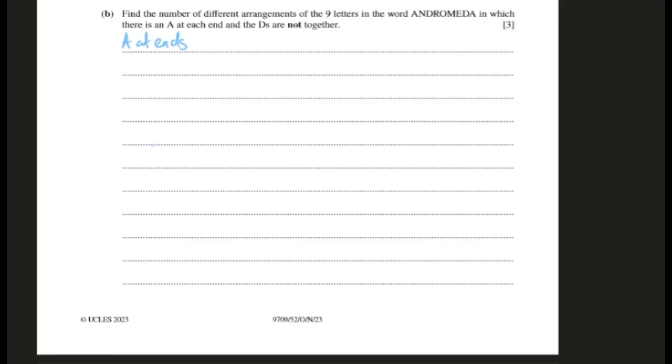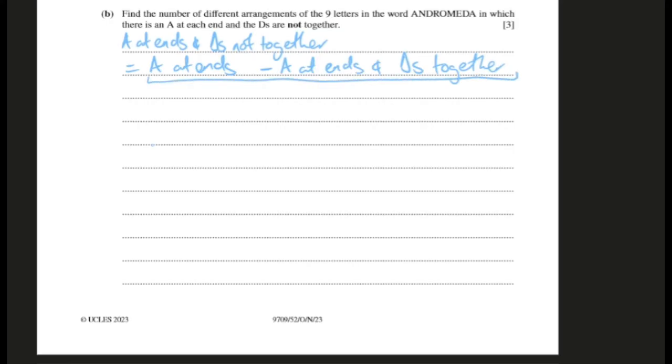What we can do to get this is we can say the total number of arrangements where we have A at the ends and there are no other restrictions, minus the total number of arrangements where we have the A's at the ends and the D's are together. If we subtract A at ends and D's together from A at ends, we should get A at ends and D's not together. So let's start by finding the number of arrangements in which the A's are at the ends and the D's are together.